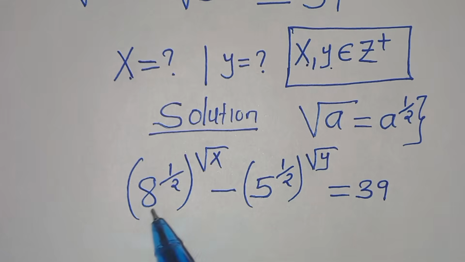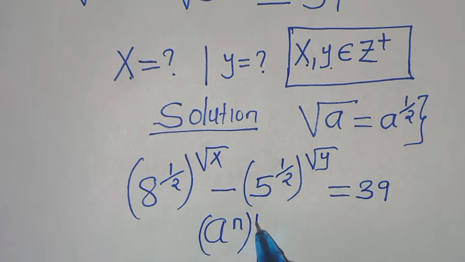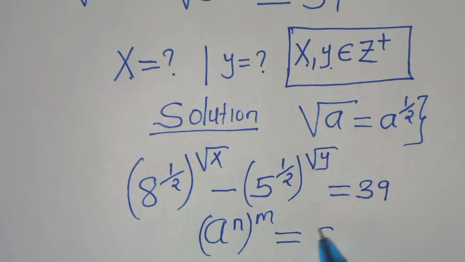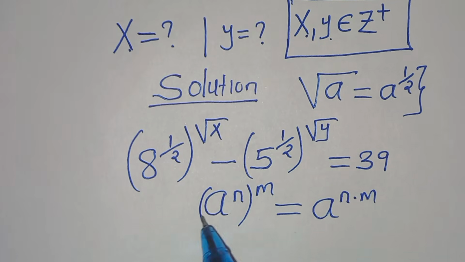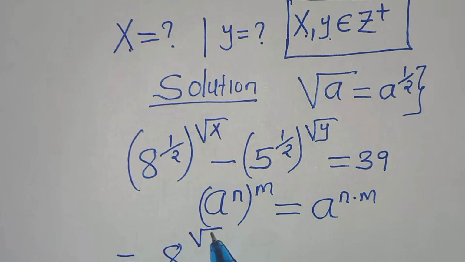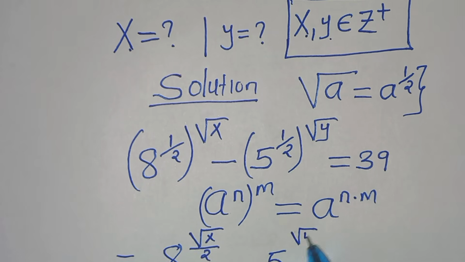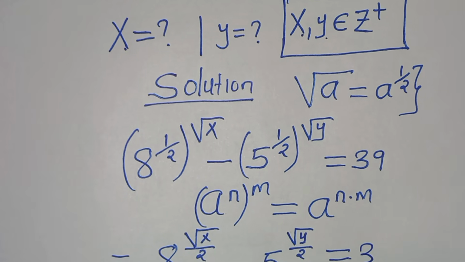Now, this is in the form of a to the power of n raised to the power of m, which we can express as a to the power of n multiplied by m. Applying this exponent property, here we have 8 raised to the power of square root of x divided by 2, subtract 5 raised to the power of square root of y over 2. This is equal to 39.